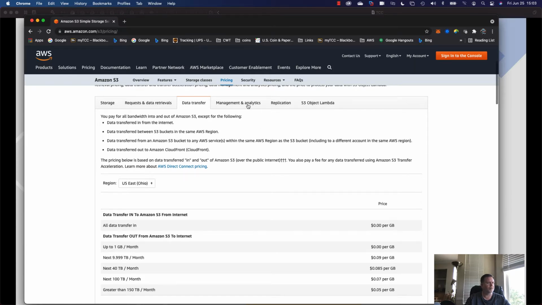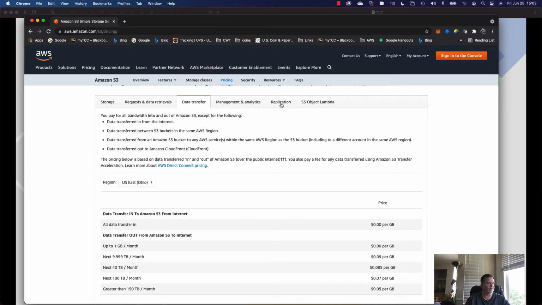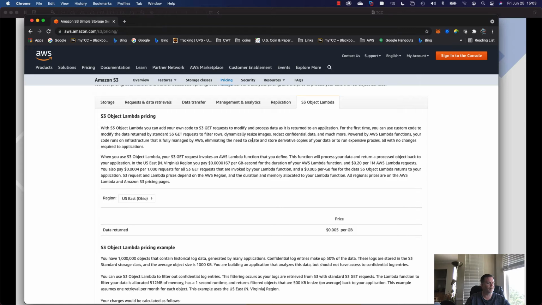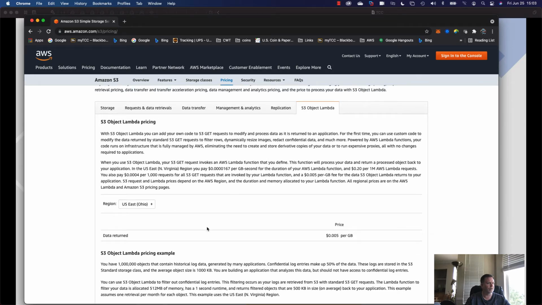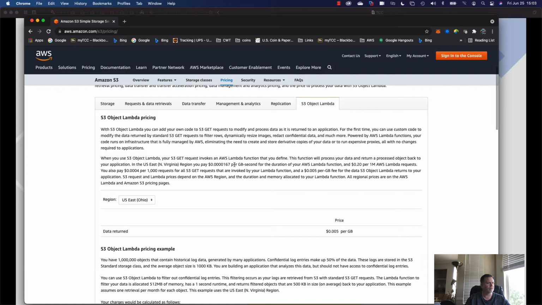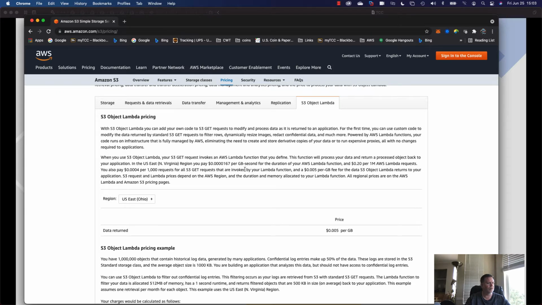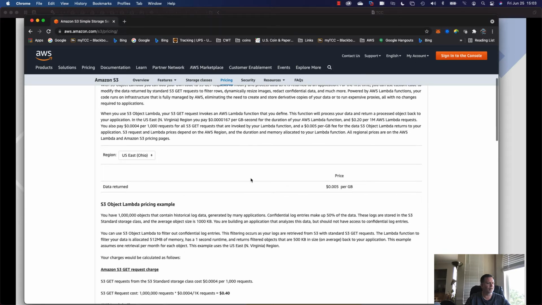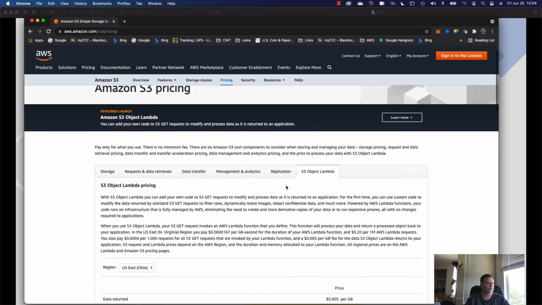And then if you do any management or analytics, if you're going to replicate it into different regions, different parts of the world, right? So there's costs with that. And then some S3 Object Lambda, which uses the serverless environment, there are some things that you can do with Lambda, and then there's the half a cent per gig data retrieval rate on that as well.